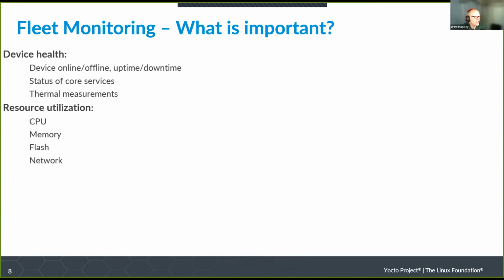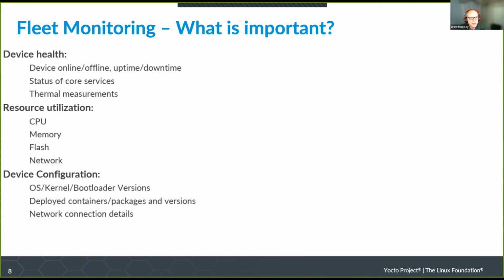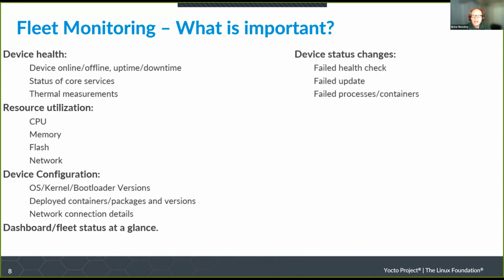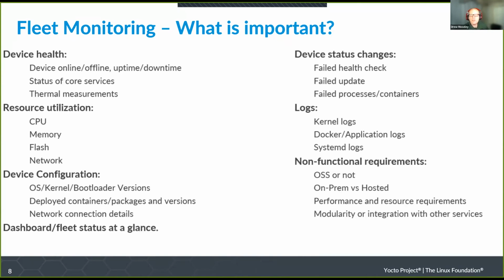Obviously, resource utilization. We'll look at some examples here in a bit of CPU and memory utilization, device configuration. It's always important to know what versions are installed on all your devices, and more interesting things over the life of your product. When do things change? It was working, all of a sudden it stopped working. Was that related to an update? Was that related to some kind of environmental change?